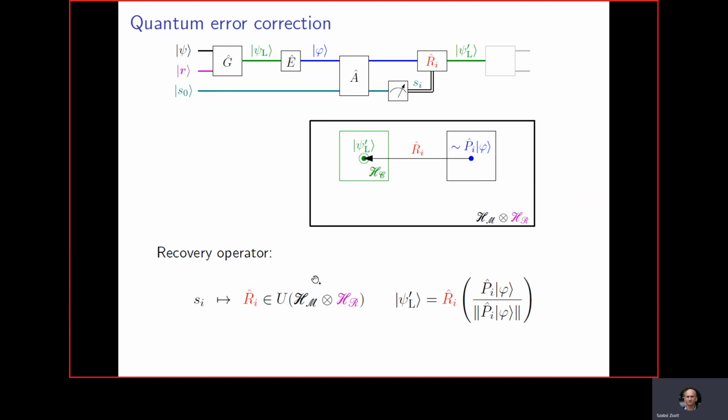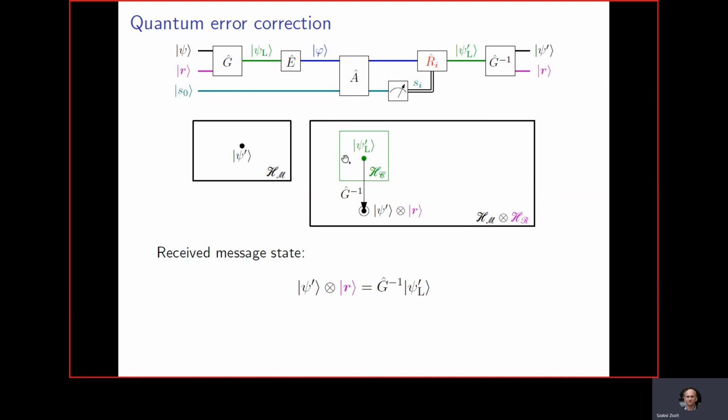Now that the syndrome is known, an appropriate recovery operator can be chosen to restore the state of the register to the code space. The result is the received logical state psi L prime. Psi L prime is then decoded into the tensor product of the received message state psi prime and the redundancy state. The state psi prime corresponds to the classical received message M prime.